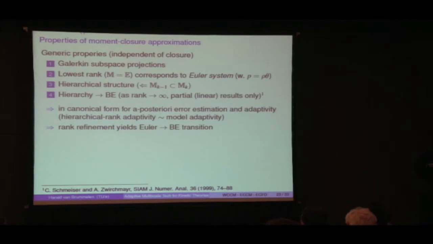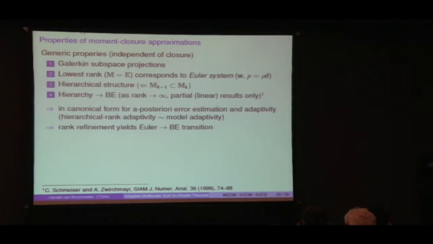The lowest rank model. Right, so if we take the space to be equal to the collision invariants, we just get the Euler equations of gas dynamics. So our baseline model will be the Euler equations. It has a nice hierarchical structure because you have the inclusion relation of polynomials, right? So whenever you crank up the order in the polynomial space, you'll at least include the previous space. So there's a really nice hierarchical structure. And what you can show, at least some partial results are available, is that you do get convergence. So if you do increase the order of the polynomial space, you converge to the Boltzmann solution.